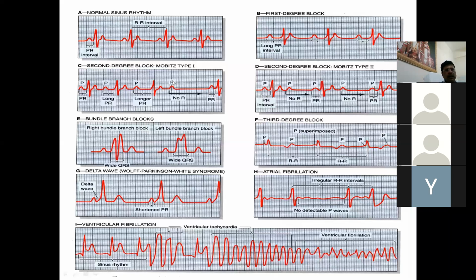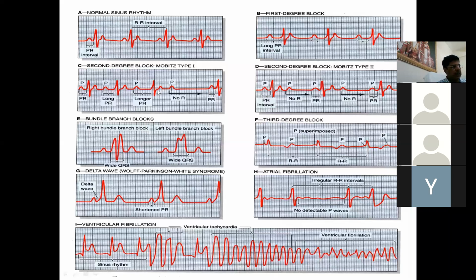The second degree heart block is again divided into two types. Mobitz type 1 second degree heart block, also called Wenckebach's phenomenon, and Mobitz type 2 second degree heart block. In Mobitz type 1, if you look at the successive ECG recordings, you will see that the PR interval goes on increasing. Prolongation of the PR interval becomes longer, longer, longer. Compared to the previous one, this is long. Compared to the previous one, this is much longer.